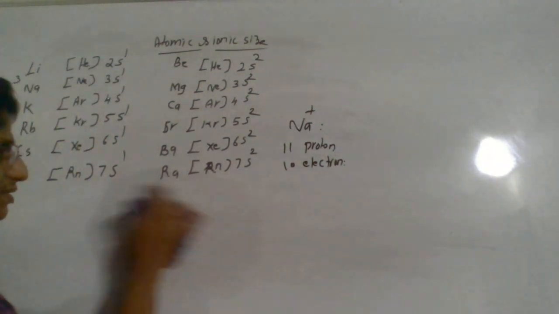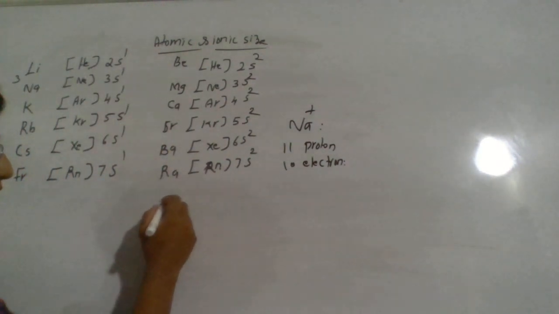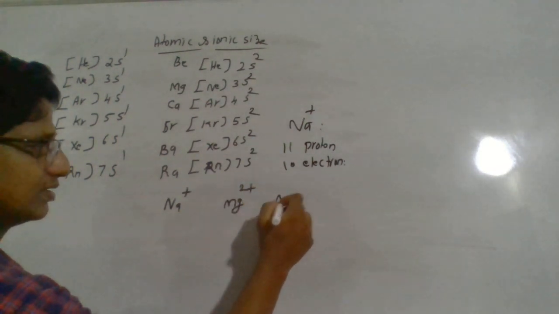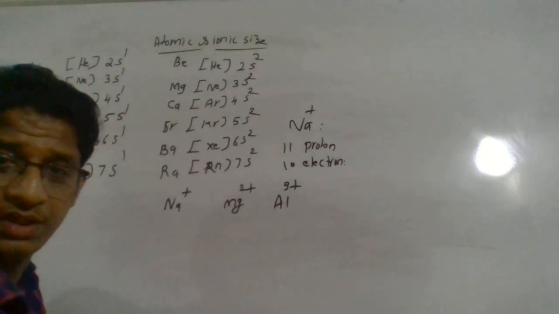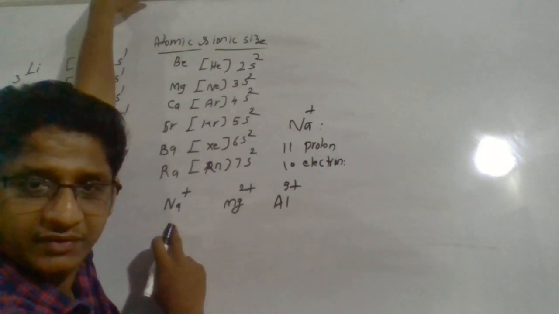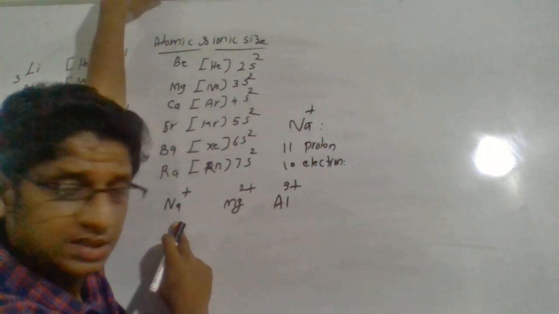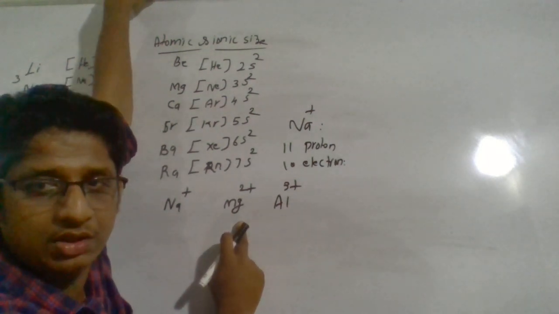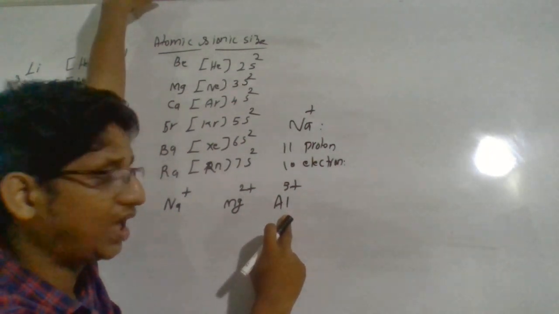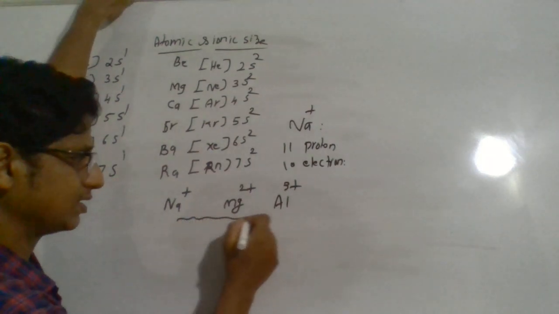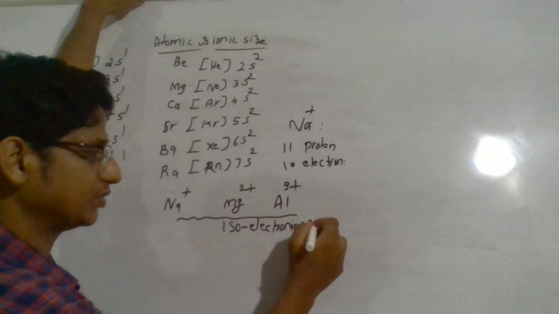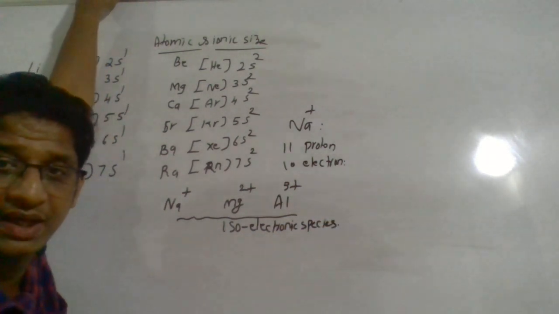So let us compare these ions: Na+, Mg2+, and Al3+. What's the specialty here? Na+ has 10 electrons after losing 1 electron. Magnesium 2+ also has 10 electrons because it lost 2 electrons. Aluminium 3+ again has 10 electrons. So they have the same number of electrons, right? So these species we can call isoelectronic species. Now just compare the atomic size.